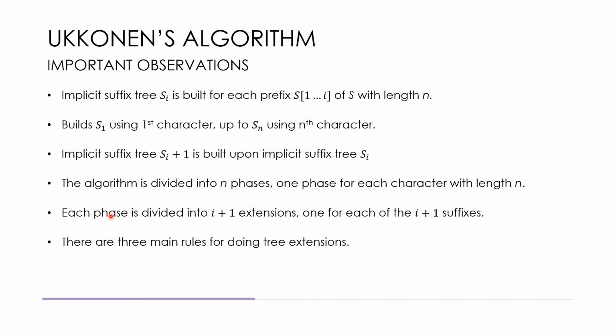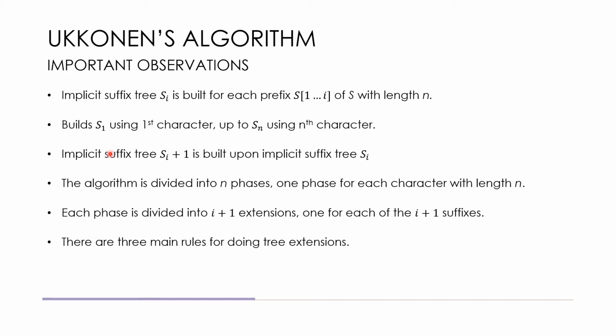So what I'm basically saying is that we start with an implicit tree, and we're going to keep building upon it until eventually we have a completed suffix tree. So we're just going to keep on building upon the same implicit suffix tree over and over until we finish all the iterations of the characters in the string.